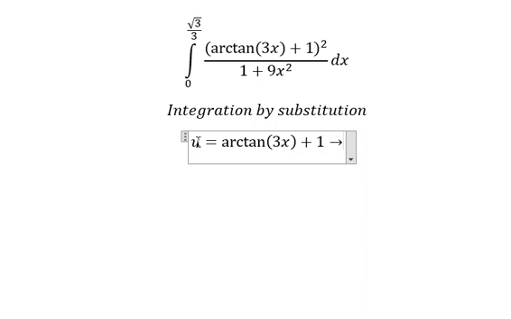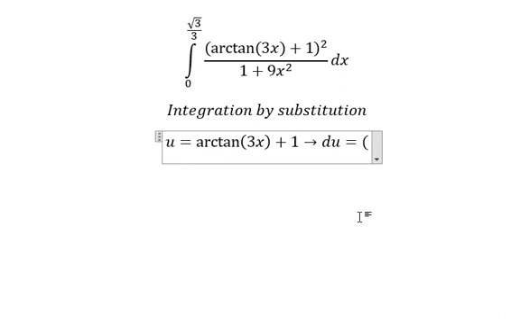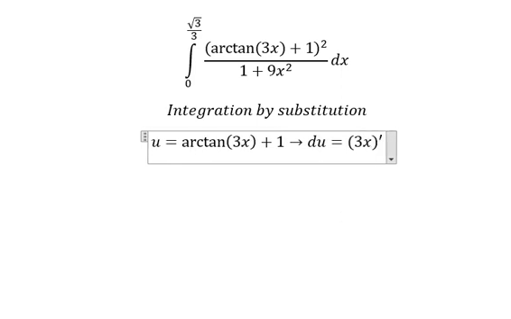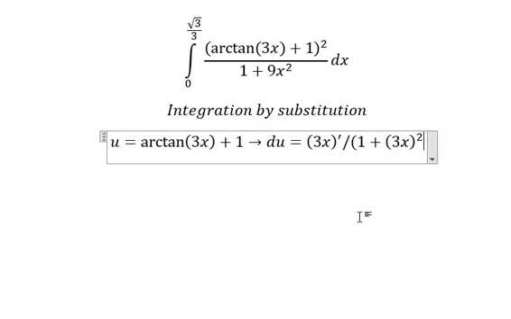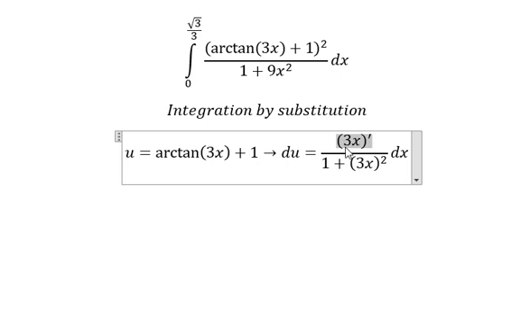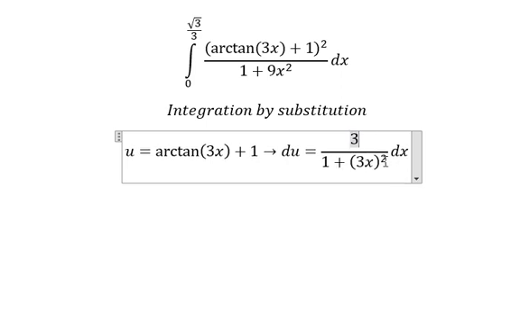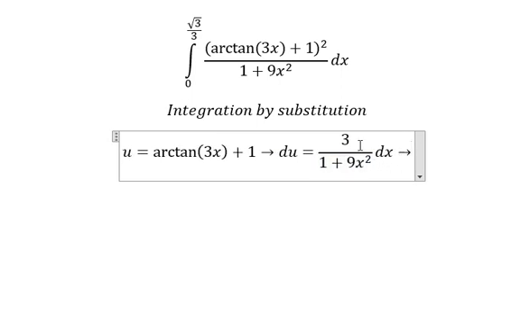Later, we need to take the first derivative of both sides. This one we will have the first derivative of 3x in the numerator over 1 plus (3x) to the power of 2. This one is a constant, so you get 0. The first derivative of 3x is 3. This one we have 9x squared. Because we don't have 3 in here, we need to divide both sides by 3.